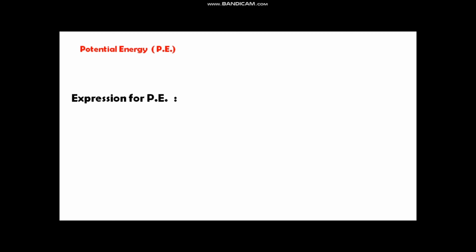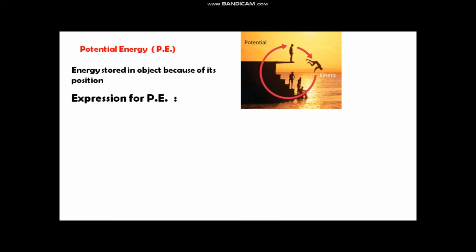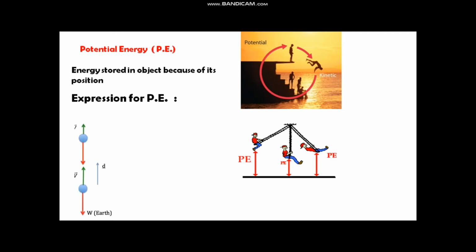Potential energy. Potential energy is the energy stored in an object because of its position or state. Here two examples have been shown which relate to potential energy. In these two examples, potential energy is a stored amount of energy.